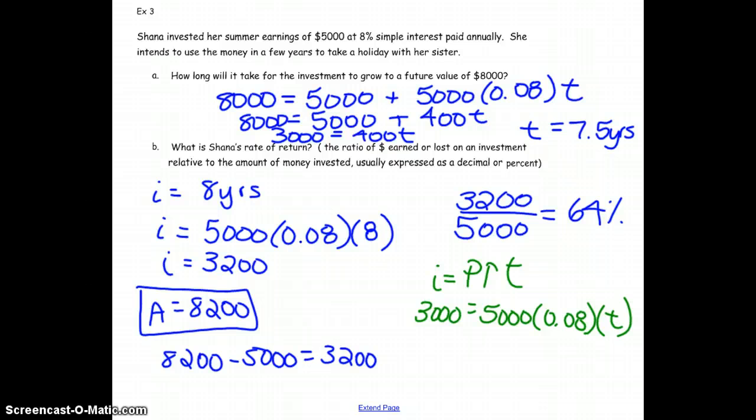So then we want to figure out what is her rate of return. So her rate of return, we have $3,200 is how much extra she actually would have. So 3,200 divided by the amount she initially invested is going to give us 64%. So that would be her rate of return. That's a very, very high rate of return.